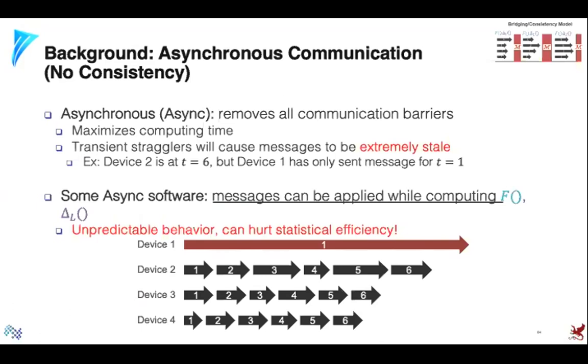It should be noted that some of these implementations may even allow messages to be applied while a device is computing F or delta, like partially applying a gradient to a device's parameters A while that device is trying to compute delta at the same time. This kind of happened in the early years of research into async communication, where people were not very careful about atomic updates and other non-deterministic consequences. Needless to say, such implementations will lead to very unpredictable behavior and most likely loss of statistical efficiency.